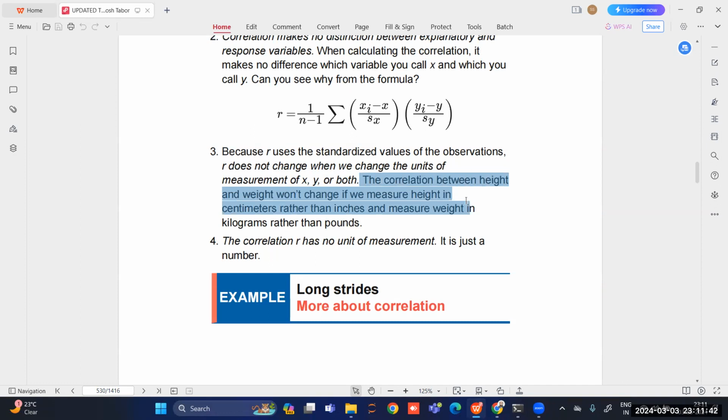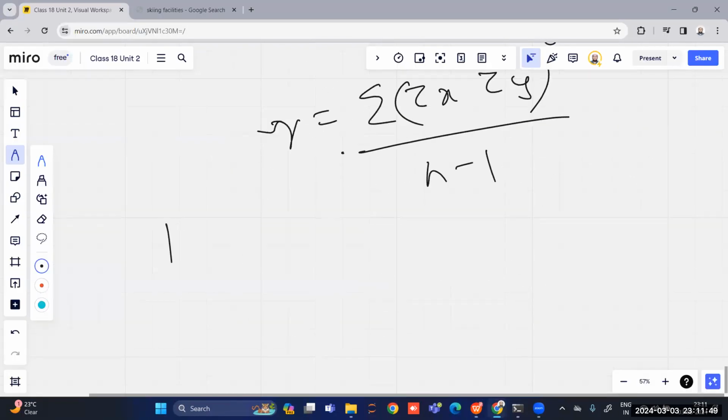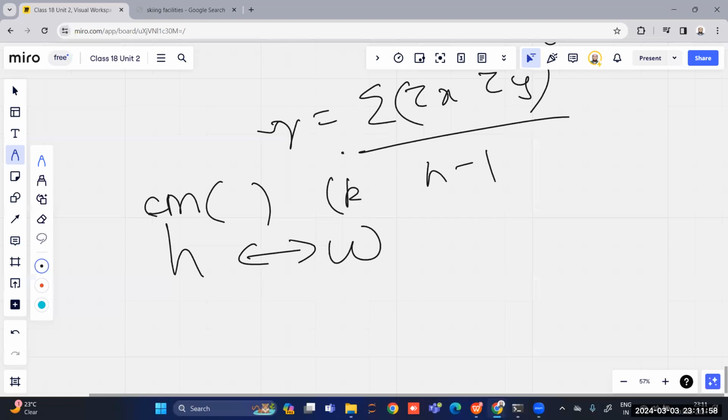The correlation between height and weight won't change if we measure height in centimeters rather than inches. What does this mean? If I'm taking height and weight and looking at the relationship between them, and first I was measuring height in, suppose, centimeters and weight in, suppose, kg.